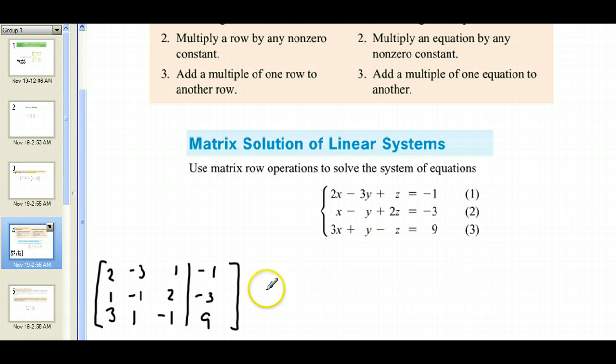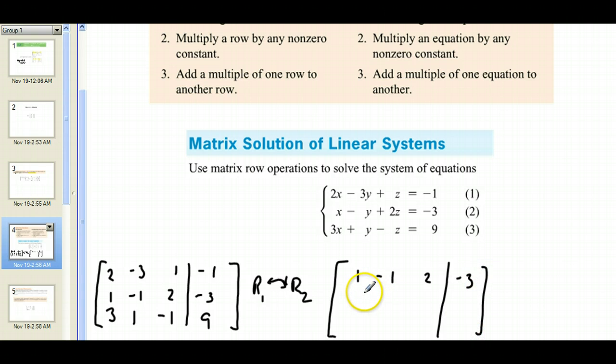Alright, so row 1 changes with row 2. And I've got 1, negative 1, 2, negative 3, 2, negative 3, 1, negative 1. And then row 3 is just going to stay what it was, 3, 1, negative 1, 9.